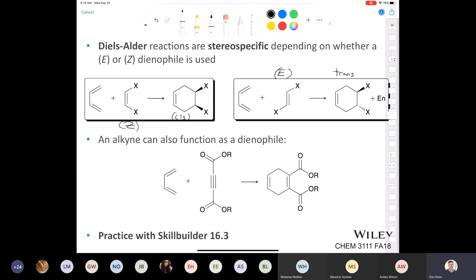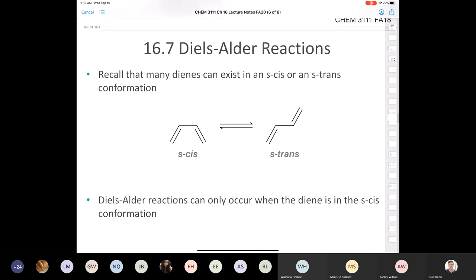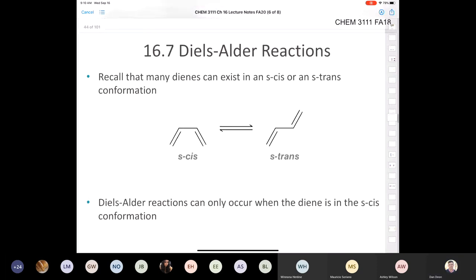You can also use an alkyne as a dienophile, and you could practice drawing the curved arrows to prove that, right? You could draw your curved arrows like this, okay? And then you end up with this diene system in a six-membered ring like that. And so I want you to remember that dienes can exist in the S-cis or the S-trans conformation, right? Here again.